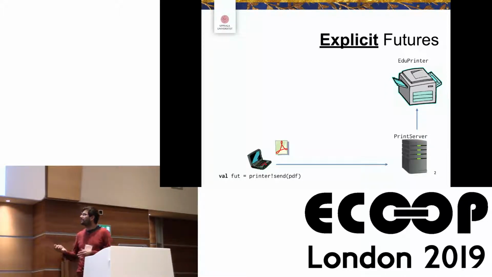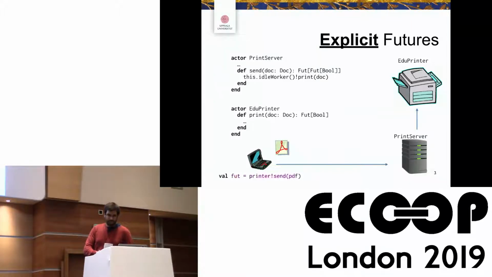In this case, we're going to have some kind of client, which is an actor, and it's going to send a message to a proxy server. The proxy server is just going to try to find some kind of idle printer and delegate the work so that the printer does the actual printing. The code could look something similar to this.